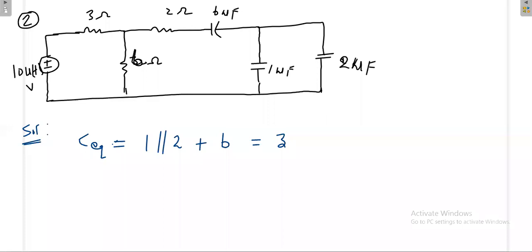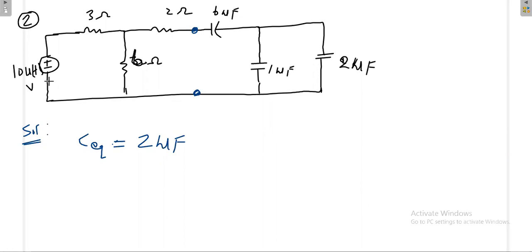Okay, I'll directly write the value. It will make some confusion. One parallel with 2 is 3. 3 series with 6 is 2. So this is 2 microfarad. I have just found out the C equivalent. That means the entire thing I have reduced into a single capacitance.